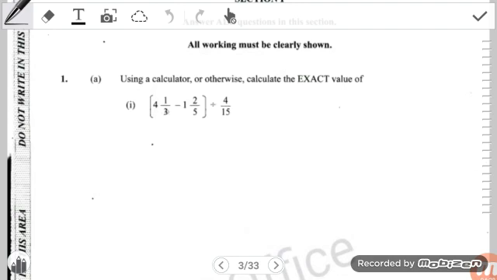So we are going to convert these mixed fractions here to improper fractions. So that would be 3 times 4 is 12, 12 plus 1 is 13, 13 over 3. Then we should have minus here, 5 times 1 is 5, and 5 plus 2 is 7, over 5.